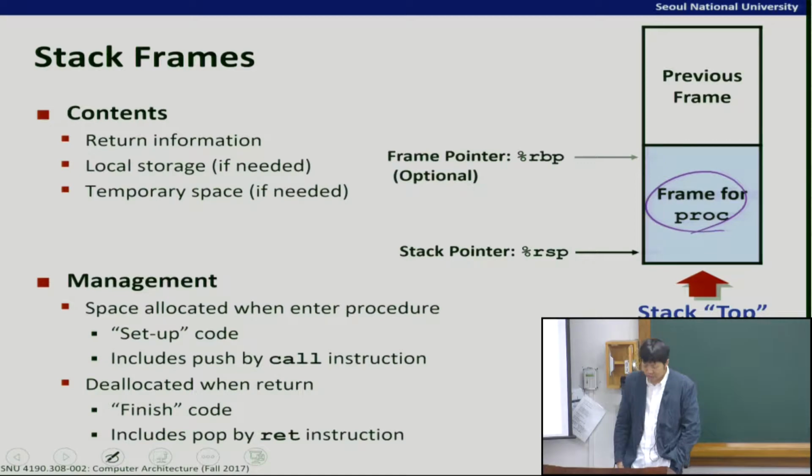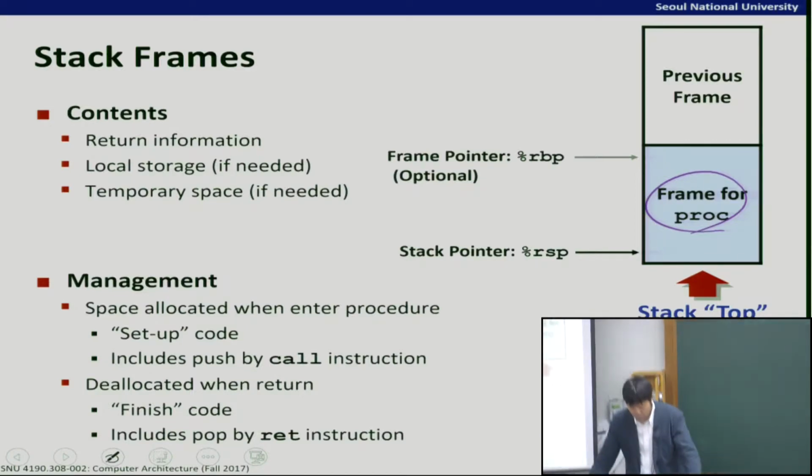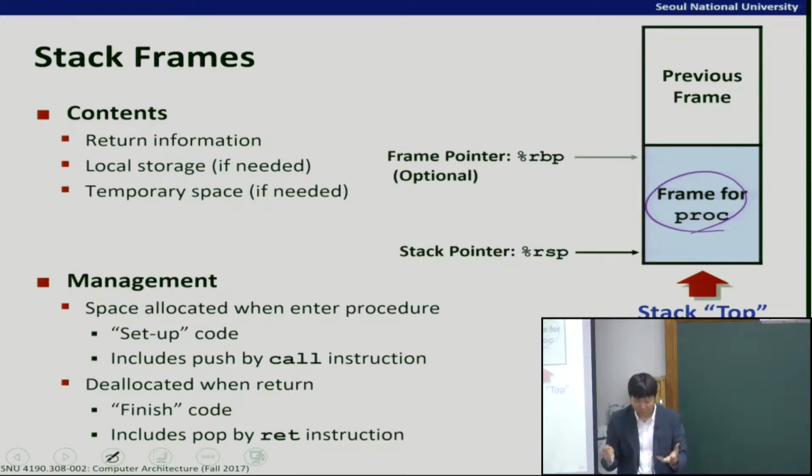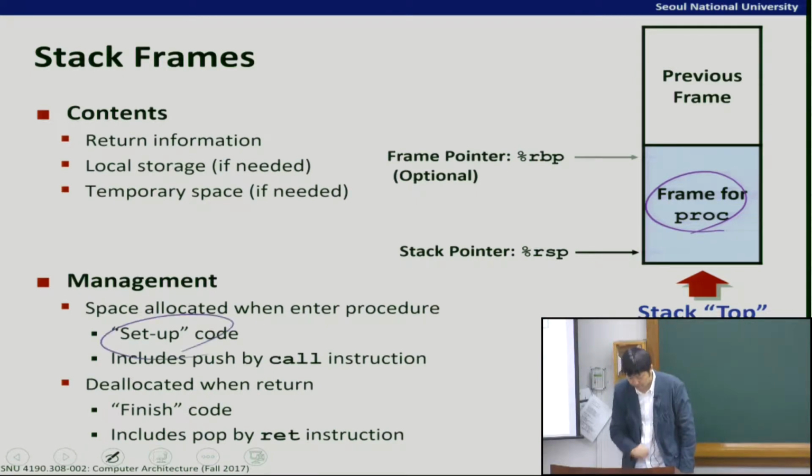And to manage this stack frame, you have to execute setup code before you call the function. The setup code includes, for example, if you have 7 or more arguments, you have to put those arguments into the stack. Also, if you have caller saved registers, which I didn't really explain, but if you need to save some register value before you execute the call, then you have to save those values. This is called setup code.